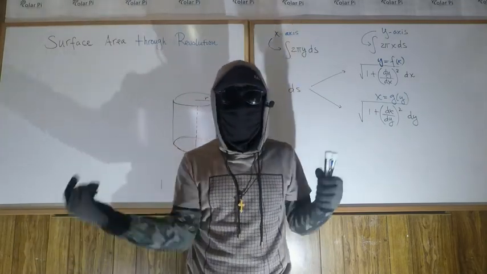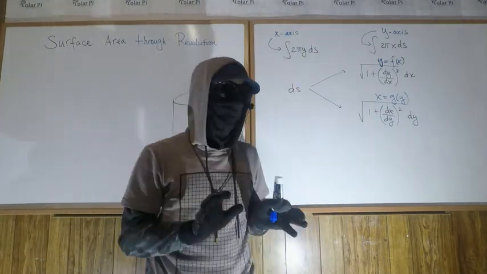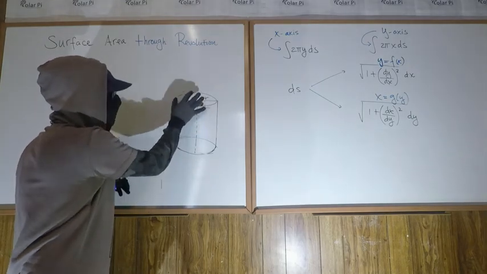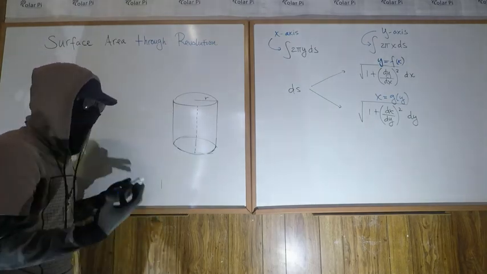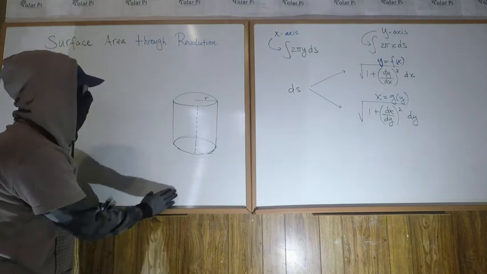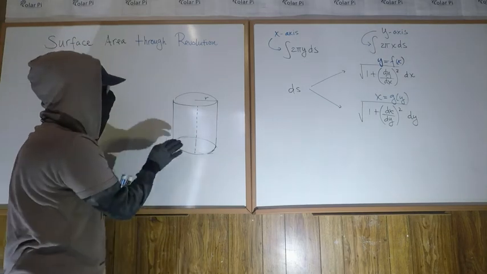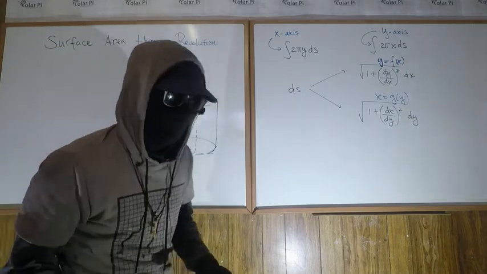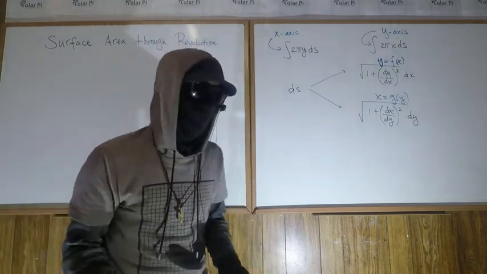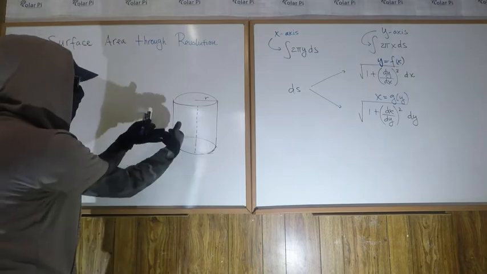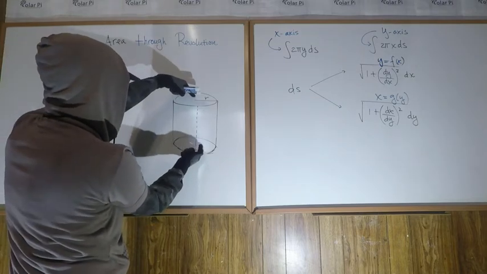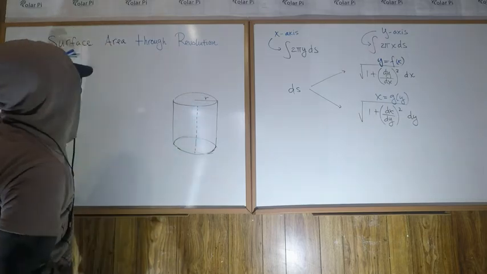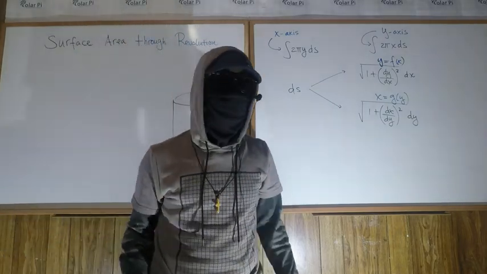Remember, when we're doing solids of revolution for volume, the cylinder would be filled in, so we're finding how much it could contain. That's what volume is. But when we're doing surface area through revolution, we're only talking about the lateral area of whatever shape we're working with. We're not talking about the bottom end cap and the top end cap. These are not added in the calculation of surface area through revolution.